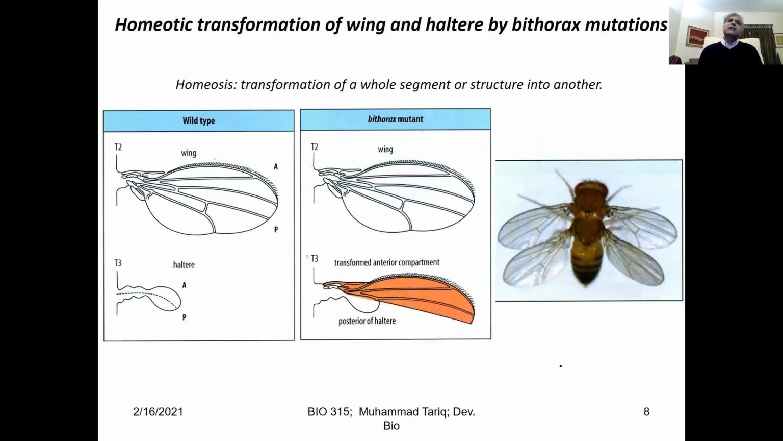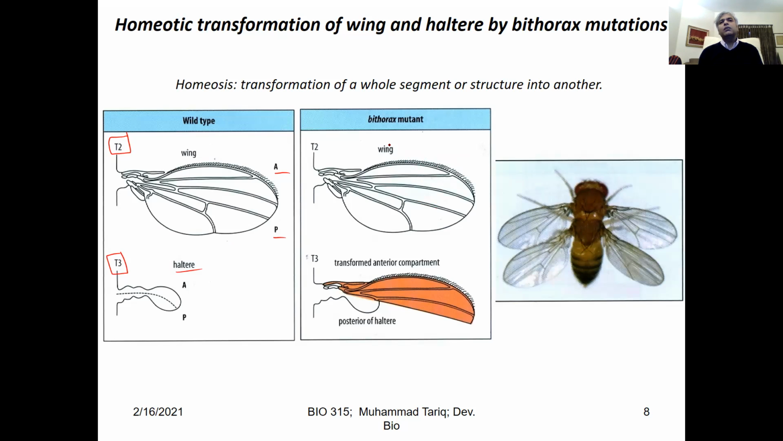So we are going to pick up one example here in the thoracic segment. This is T2, thoracic segment 2, and thoracic segment 3. The Drosophila wing is attached to thoracic segment 2. This is the anterior compartment. This is the posterior compartment of the wing. In thoracic segment 3, the organ, a small bulb-like structure, is called the halter. The halter is involved in maneuvering the flight of the fly, maintaining the balance of the fruit fly during flight.